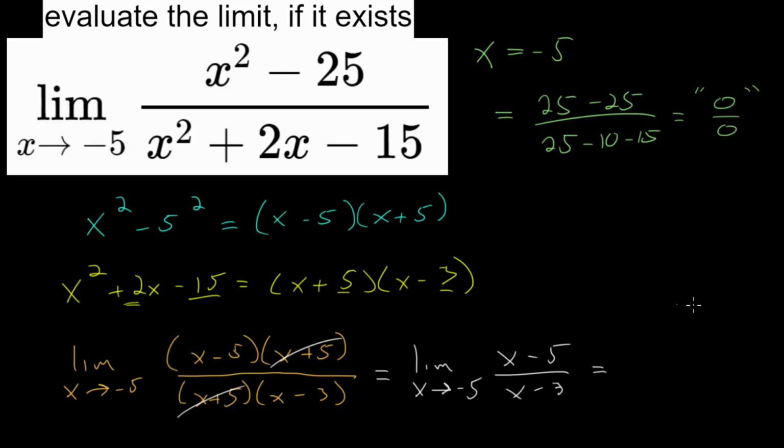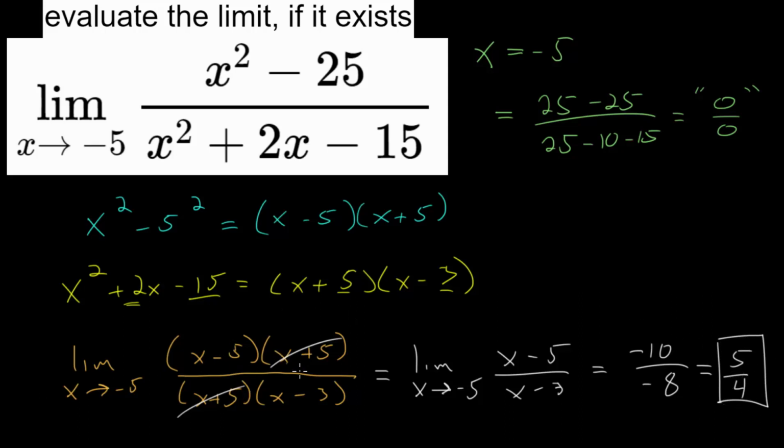So plugging in -5, we get -5 minus 5, which is -10. And in the denominator, -5 minus 3 would be -8. This would simplify to 10 over 8, positive 10 over positive 8, which simplifies to 5/4. So this should be our final answer here.